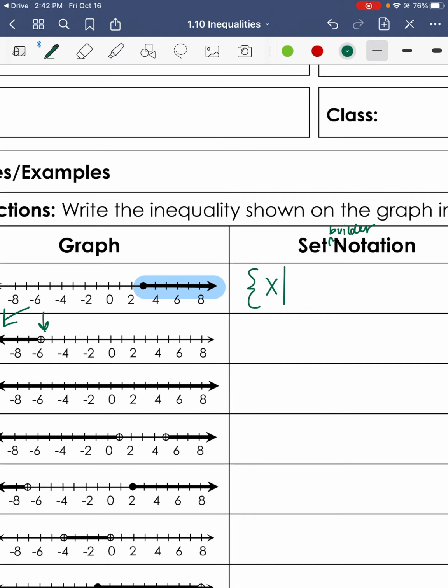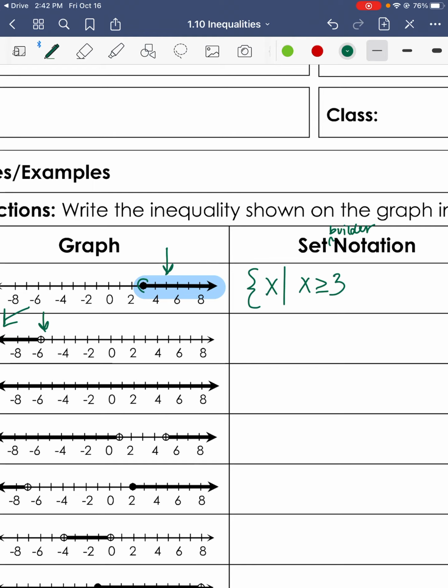So you can see we are talking about all of the numbers from here to here going on forever. Okay, so we are going to say all values of x such that x is greater than or equal to 3. Okay, so that's the inequality that represents what's highlighted in blue here, and what the graph is representing. So all values of x that are greater than or equal to 3.